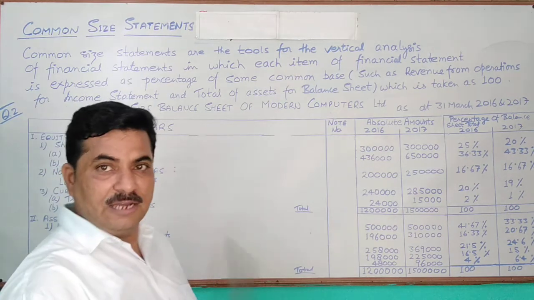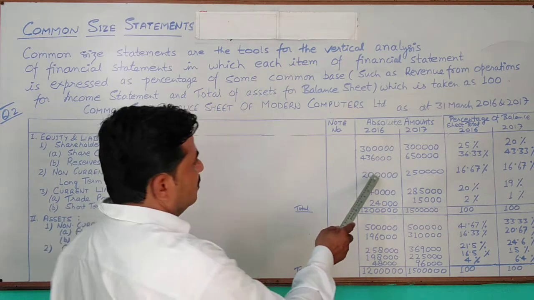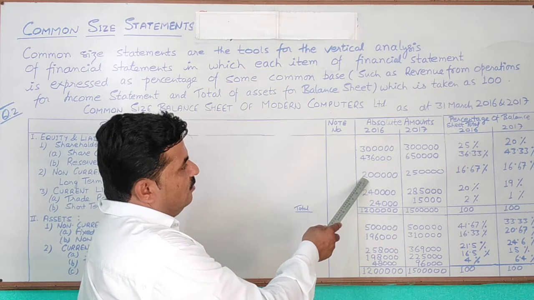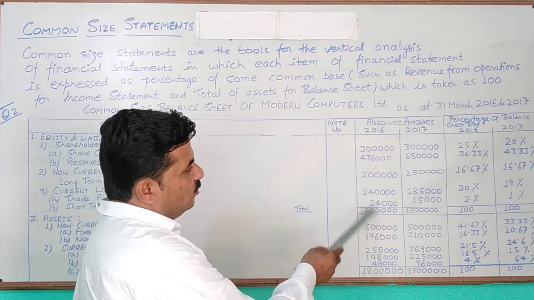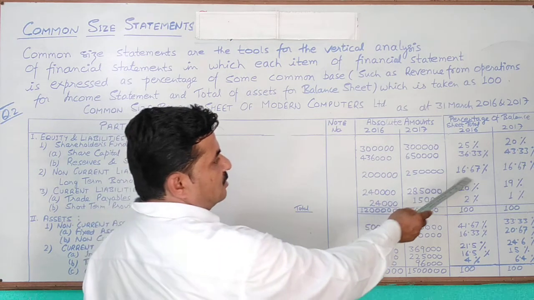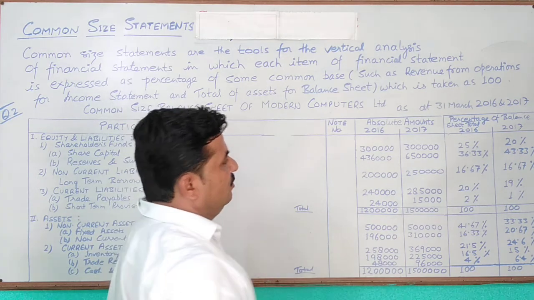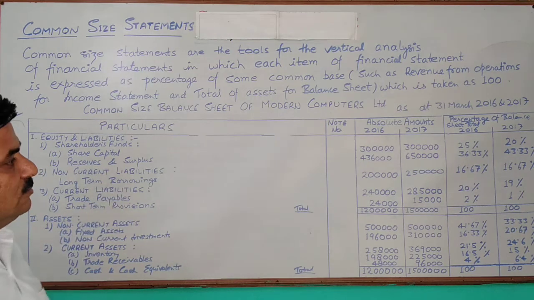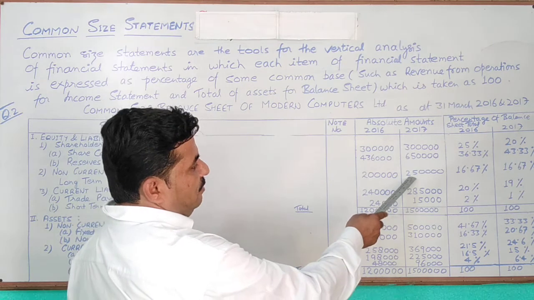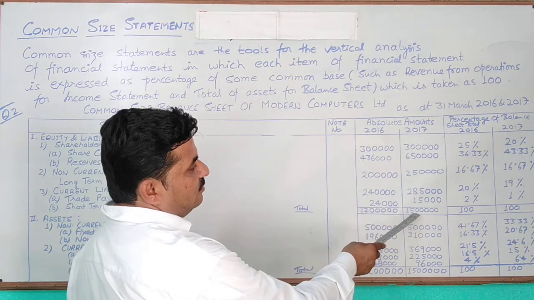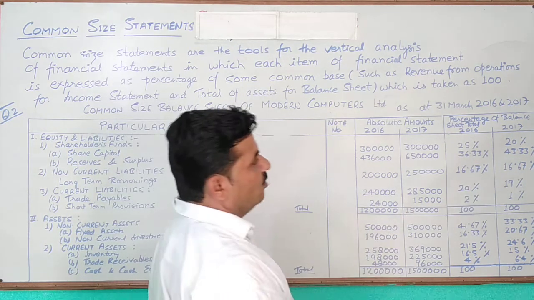And we can carry on like this, and we get long-term borrowings which are rupees 2 lakh for the year 2016. So percentage becomes 2 lakh divided by 12 lakh into 100, that is 16.67%. In the same way, we can find out the percentage of long-term borrowings for the year 2017. So we have to divide rupees 2,50,000 by 15 lakh and multiply it with 100. So it becomes also 16.67% for the year 2017.